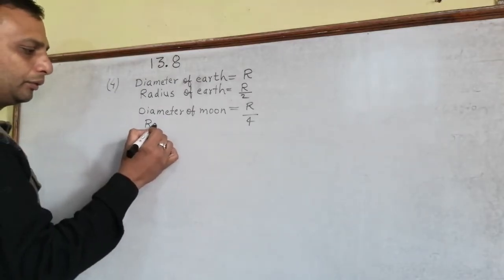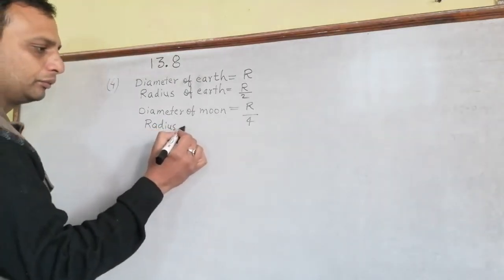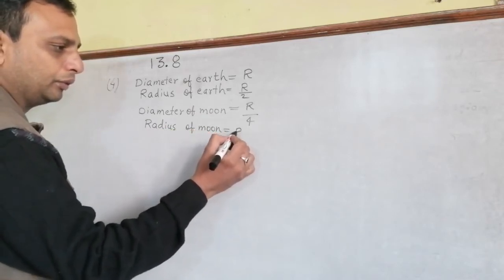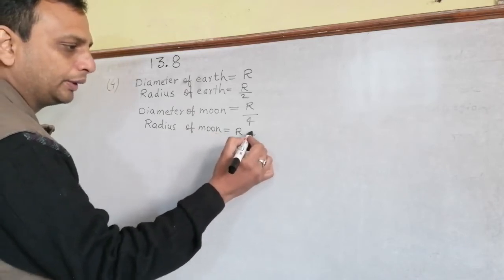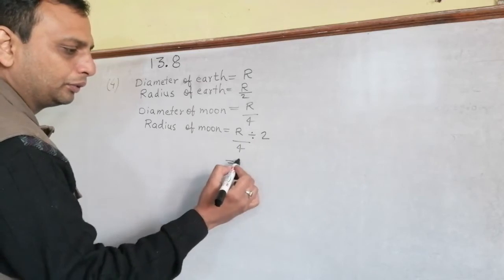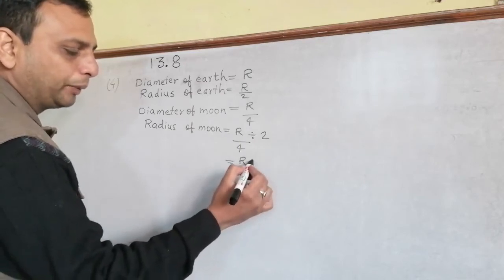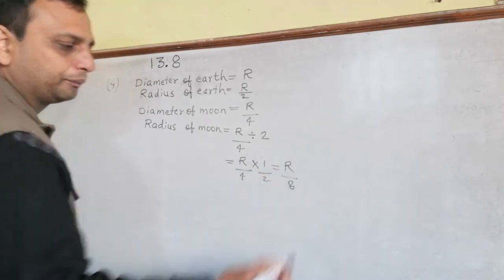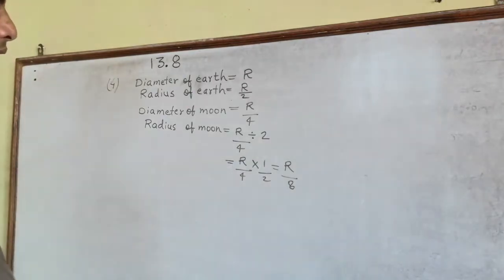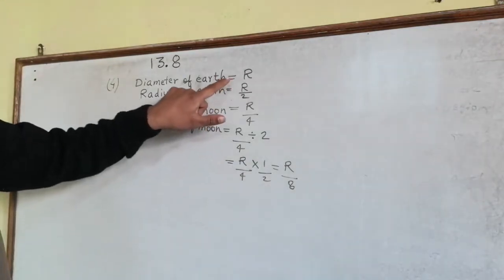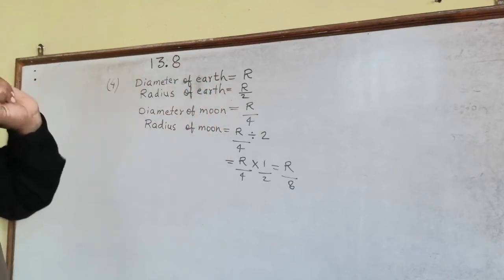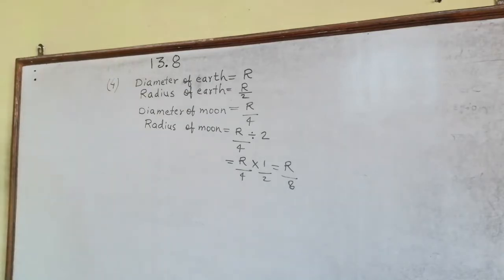The radius will be R upon 4 divided by 2. When we divide, the multiply will come. So 1 upon 8. Radius will be R upon 8. I already told you, this 1/4 came because it is asked that the diameter of the moon is 1/4 of the diameter of the earth. So this we got as the radius here. Now after this what we have to do? We have to find the radius.